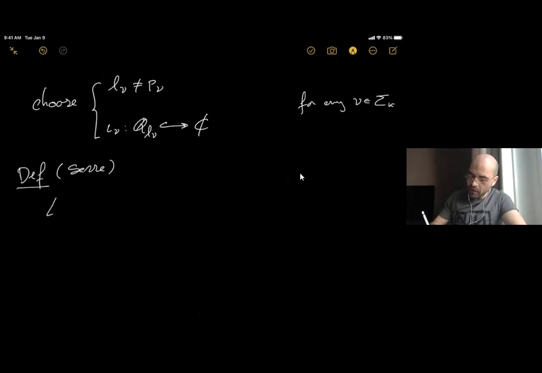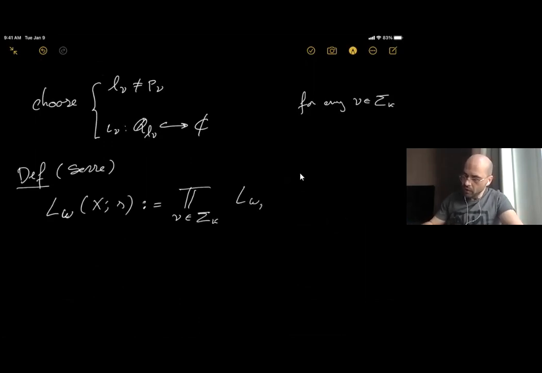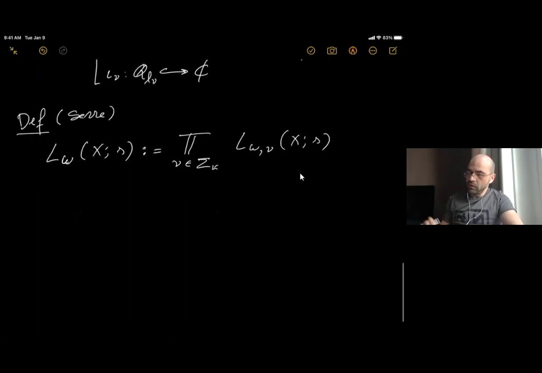The L function of weight W, you define it as an infinite product over all non-Archimedean places of these L functions, the corresponding non-Archimedean factors. And so how are those things defined? So you define these functions here as follows.